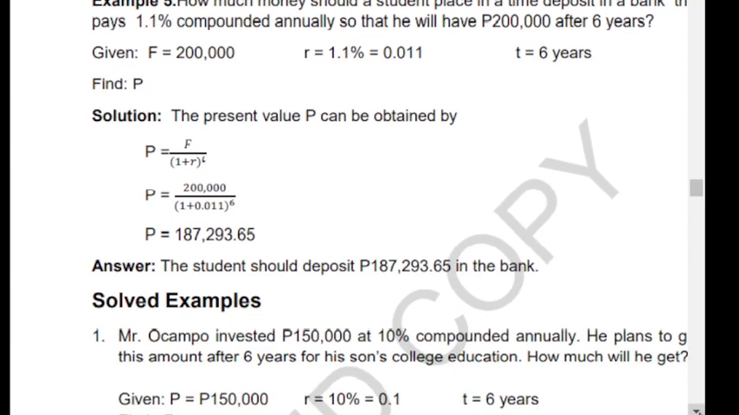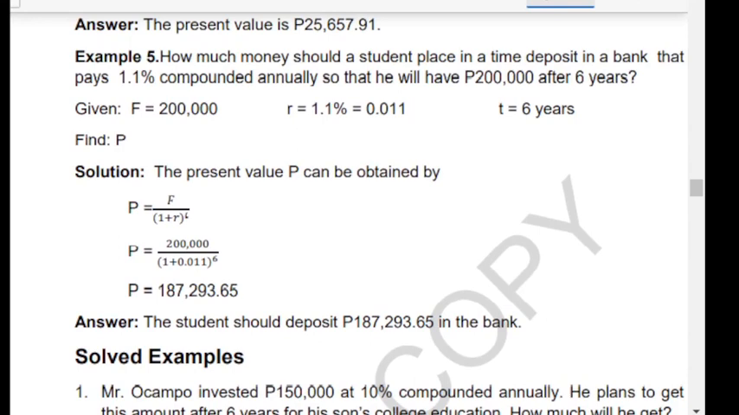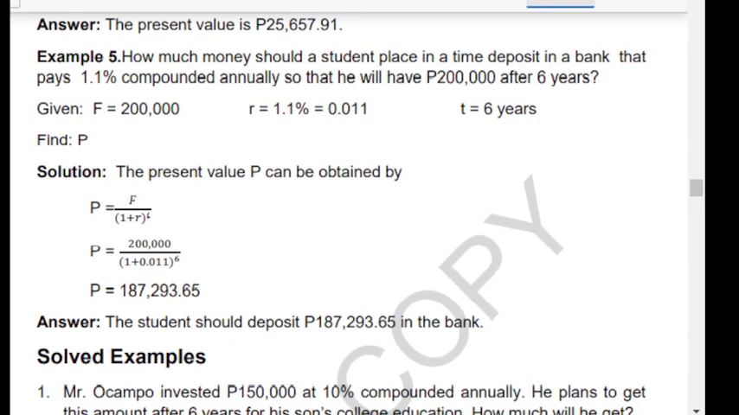Okay, next number 5. We have: how much money should a student place in a time deposit in a bank that pays 1.1% compounded annually, so that he will have 200,000 pesos after 6 years. So from there, we can say that F is 200,000 pesos. The rate is 1.1% or 0.011. Then time is 6 years.